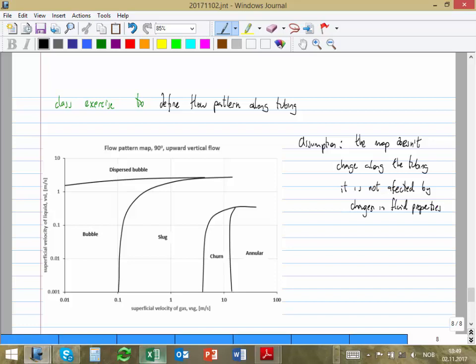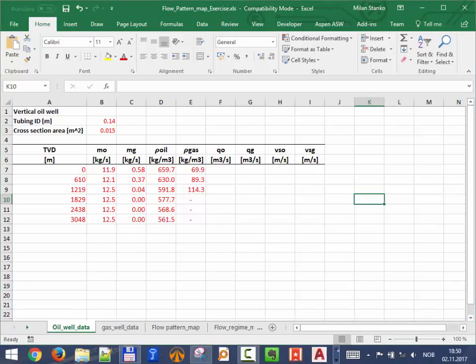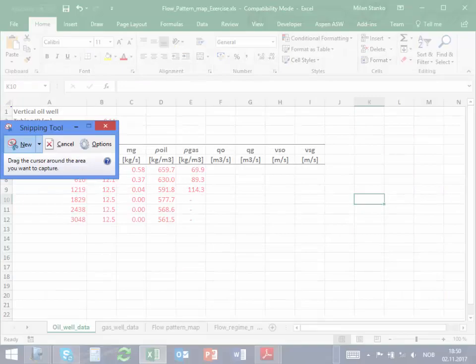On top of that, if you go here, you have oil. It's an oil well. I'm the engineer that gave you the data. I made the pressure calculations, and I found at every point in the tubing the mass flow rate of oil, of the liquid, and the mass flow rate of gas. And I ask you, shouldn't the mass rate of oil and the mass rate of gas be constant? Yes or no? Let's see.